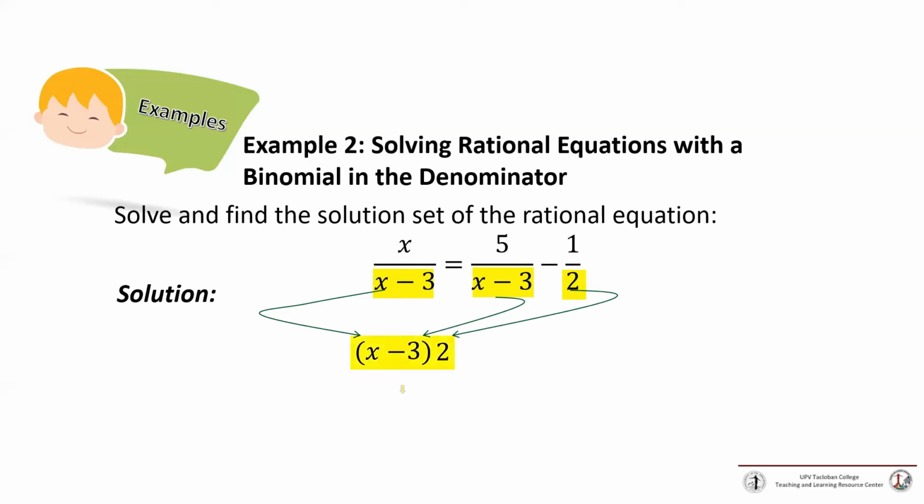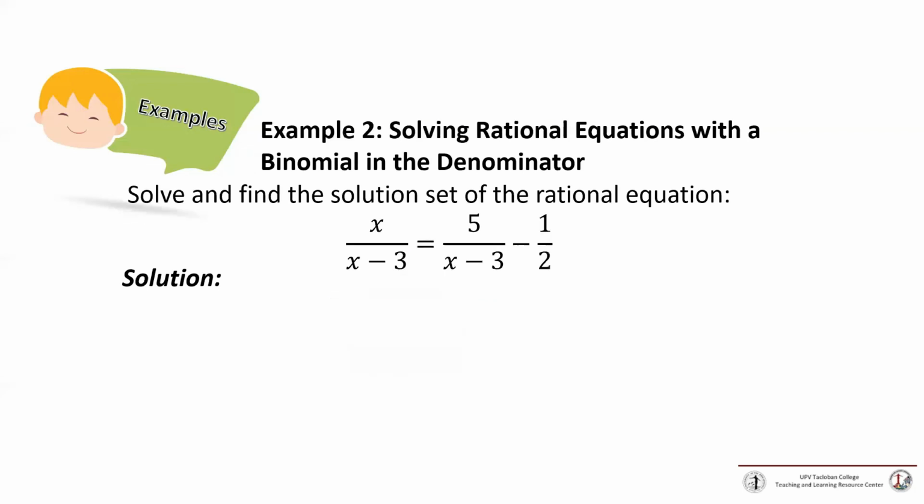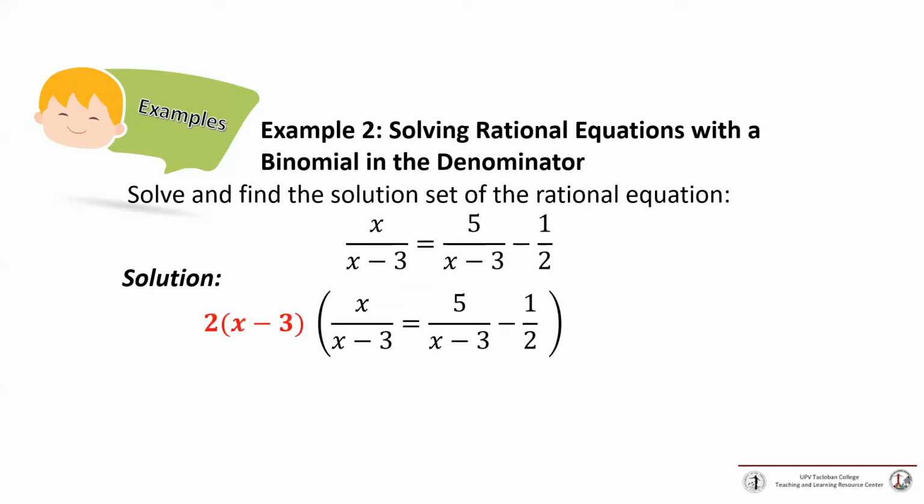So what is this one? This is what we call the LCD, the LCD of the given equation. Again, what's the LCD? The LCD is 2 times the quantity x minus 3. So what's the next step? The next step is to multiply the LCD to all sides.